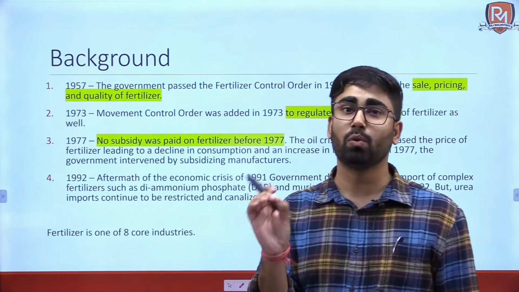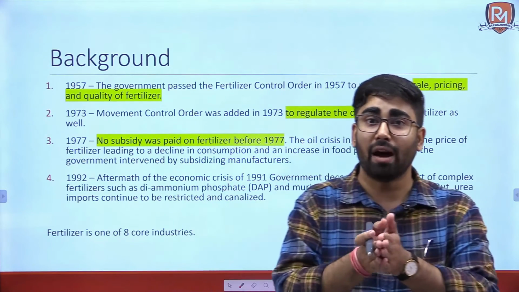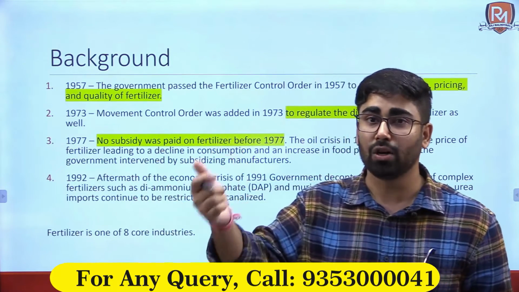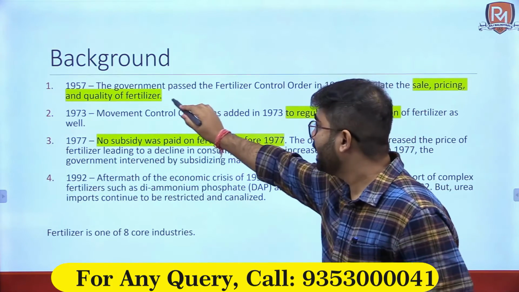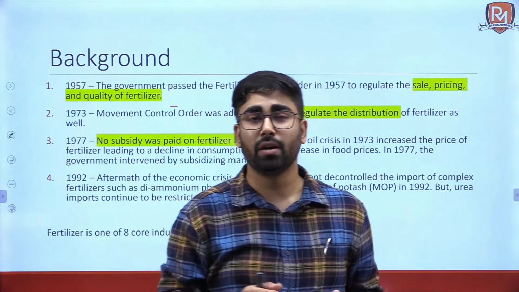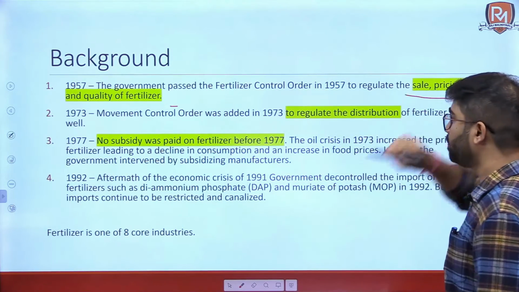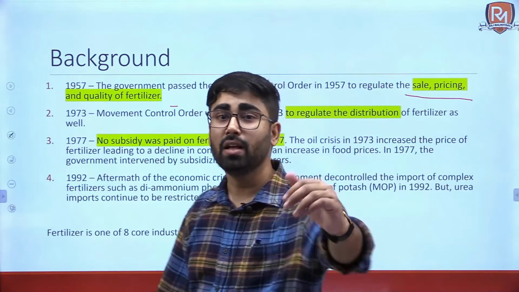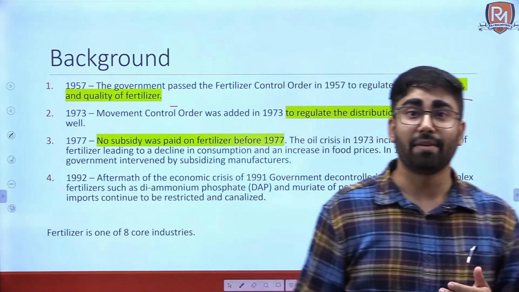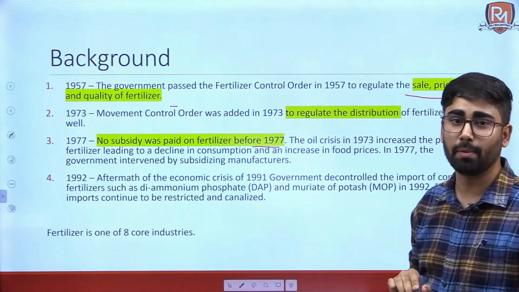The fertilizer subsidy was not present before the 1970s in India, okay. It came into being after the 1970s only. It's not like fertilizer subsidy was being provided from the start of Indian independence. No. In 1957, the government promulgated the Fertilizer Control Order to regulate what? Sale, pricing and quality of fertilizer. Furthermore, in 1973, the fertilizer movement was being controlled by the Movement Control Order. In 1977, the fertilizer subsidy came into being. No subsidy was paid on fertilizer before that.